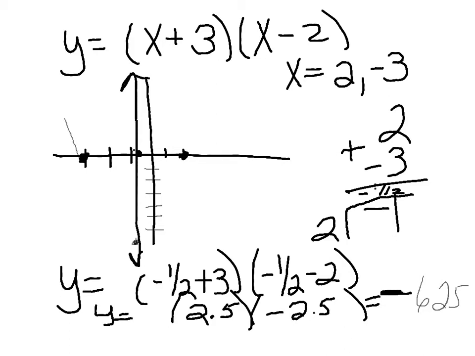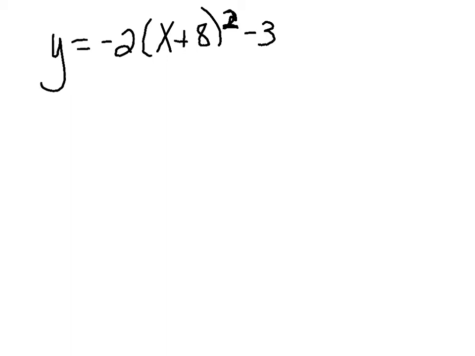Alright, so to graph this, I would make a nice smooth curve like this. Okay. That's called intercept form. Okay, this is called vertex form.